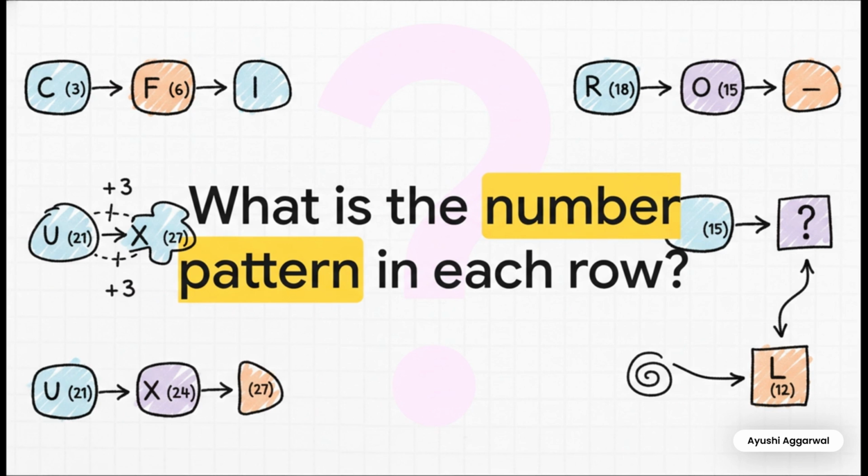So what's happening in row 2? R is 18, O is 15. Here it's minus 3. So what's next? 15 minus 3, which is 12. And which is the 12th letter? It's L. And that's our answer. See? How easy was that?